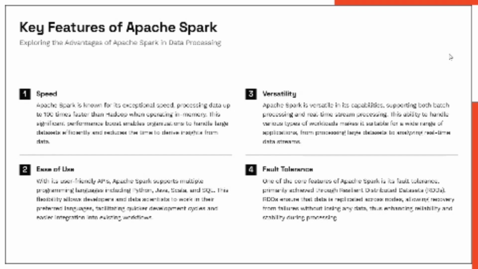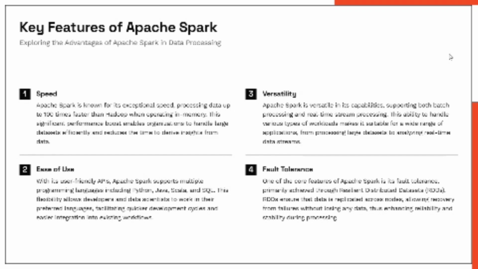The third is versatility. Apache Spark can process a variety of data types, including structured, semi-structured, and unstructured data. It supports real-time streaming via Spark Streaming, machine learning via MLlib, and graph processing via GraphX, making it versatile for a range of use cases. Spark can run on top of Hadoop using its distributed storage, HDFS, or operate independently with other storage systems.